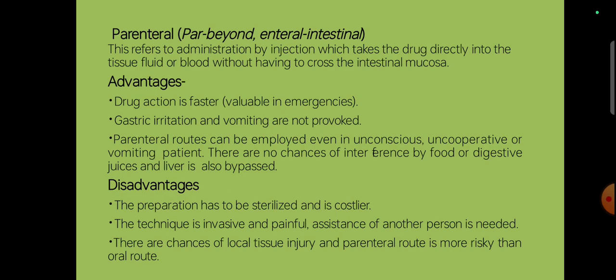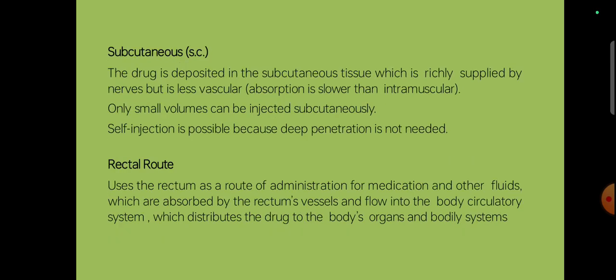Disadvantages: the preparation has to be sterilized and is costlier. The technique is invasive and painful. Assistance of another person is needed. There are chances of local tissue injury, and parenteral route is more risky than oral route. Subcutaneous: the drug is deposited in the subcutaneous tissue, which is richly supplied by nerves, but it is less vascular. Absorption is slower than intramuscular. Only small volumes can be injected subcutaneously. Self-injection is possible because deep penetration is not needed.